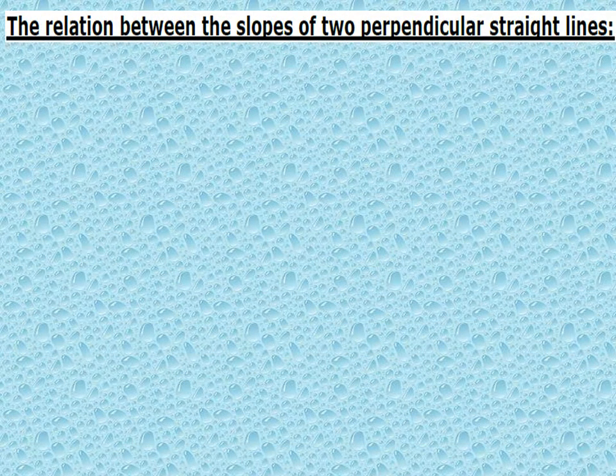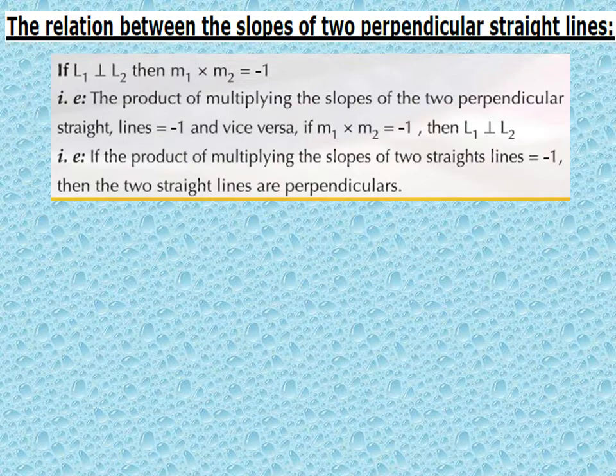The relation between the slopes of two perpendicular straight lines. If L1 is perpendicular to L2, then M1 times M2 equals -1. That means the product of multiplying the slopes of the two perpendicular straight lines equals -1, and vice versa. If M1 times M2 equals -1, then L1 is perpendicular to L2.